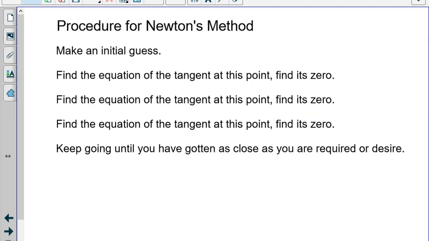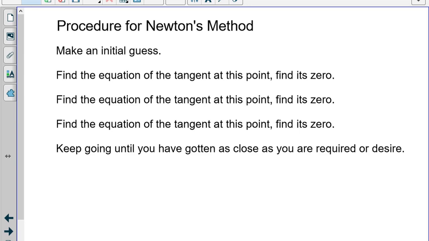So here's the procedure for Newton's method. Make an initial guess, find the equation of the tangent at this point, and find its zero. Do that over and over again until you get as close as you are required to or desiring to get. So if you need to continue writing that, press pause in the video.